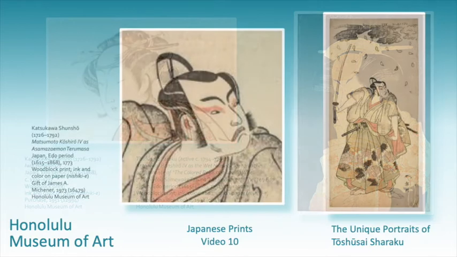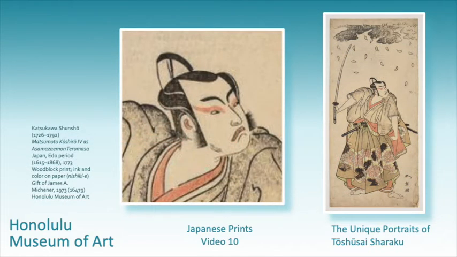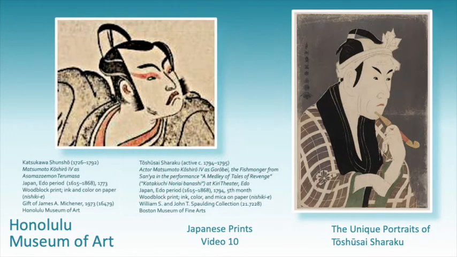For a similar comparison, here is the actor Matsumoto Koshiro IV, portrayed by Shunsho. The red kumadori makeup around his eyes and his hairstyle represent him as a fierce warrior seeking justice. Sharaku depicts the same actor as a feeble old man, diminishing the size of his eyes, enlarging his ears, and delineating his wrinkled skin with extremely fine line work.